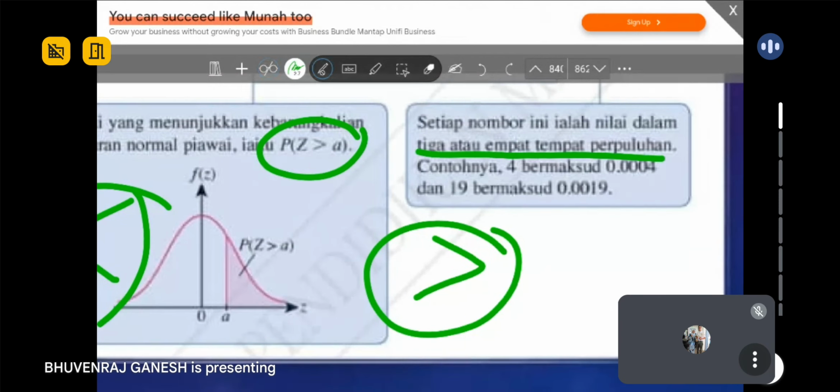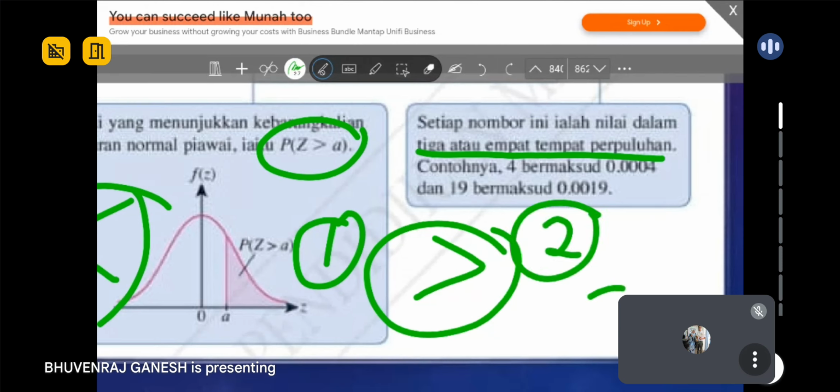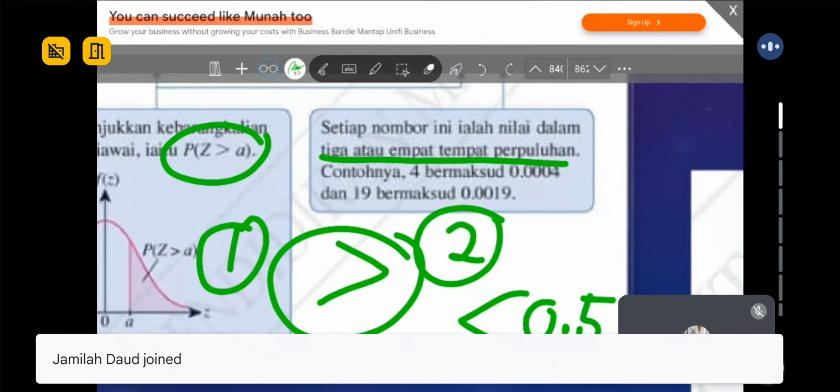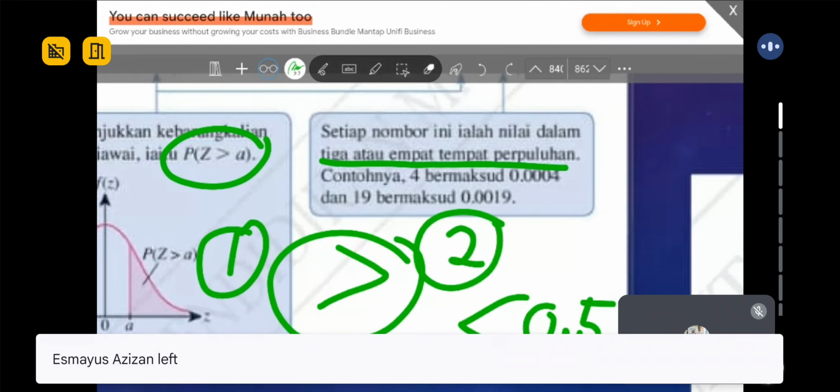So always make sure to check that your symbol must always be to the right. Simbol ketaksamaan, your inequality sign always to the right, ke kanan. And then second thing, you check kebarangkalian kamu kena lebih kecil dari 0.5. Your probability value must be less than 0.5. These are the two most important things in normal distribution, the basic that you must do when you solve the question. Kamu kena pastikan dua ni dulu, baru kamu rujuk jadual. Boleh faham guys? Do you all know this before? Hopefully you all know this. These are the two important criteria that you must make sure.